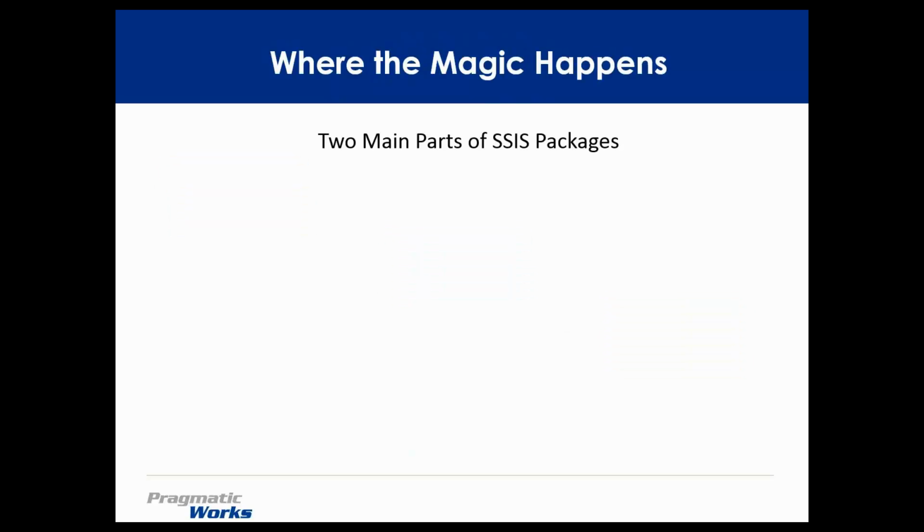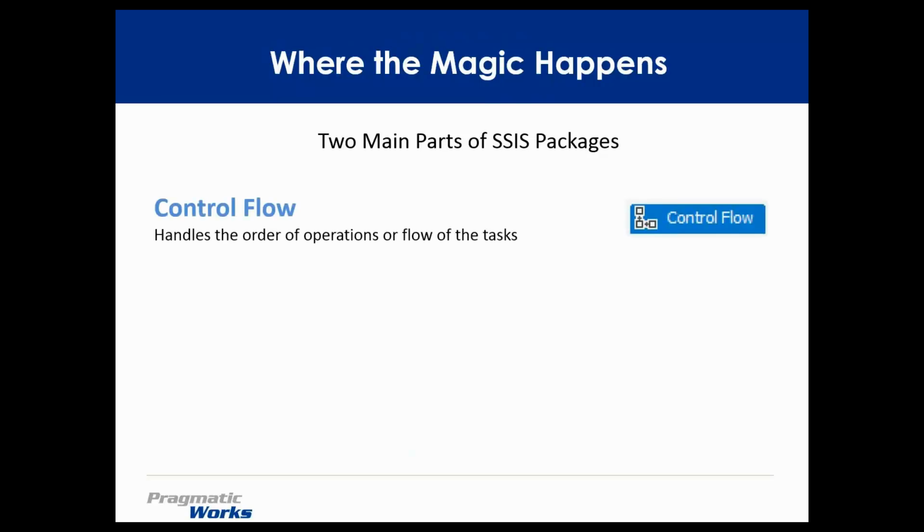In those SSIS packages, there are two main portions. This is at the top level, very generic, but the first is going to be a control flow. This is the area of the designer that handles the order of operations of the flow or the tasks. It signifies what steps are going to be first and second and so forth, or if things are going to happen at the same time.